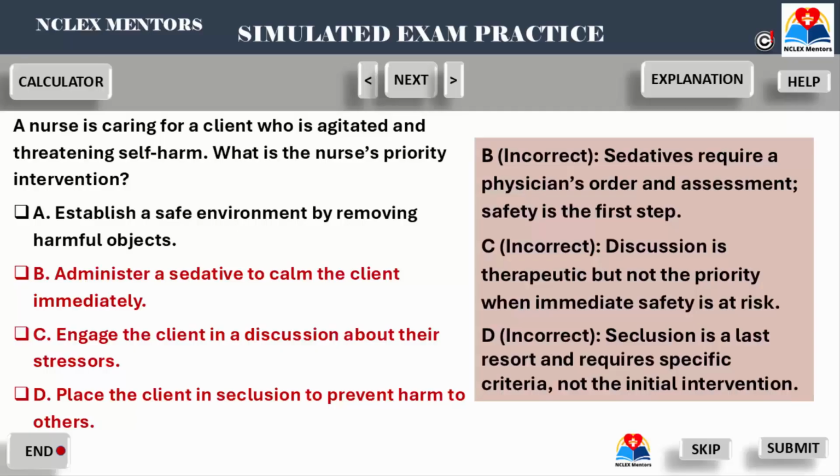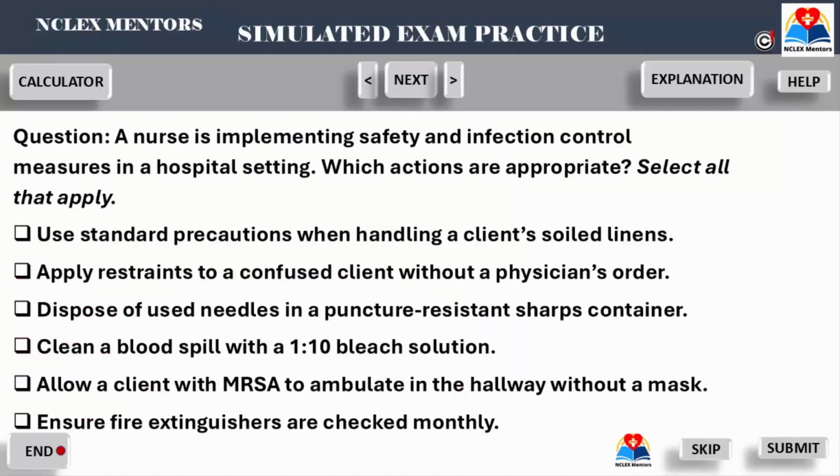When the stem says agitated or threatening harm, your mind should immediately go to safety first. Ask, what can I do right now to prevent injury? That's your priority answer. All right, let's dive into another important topic, safety and infection control in the hospital setting.